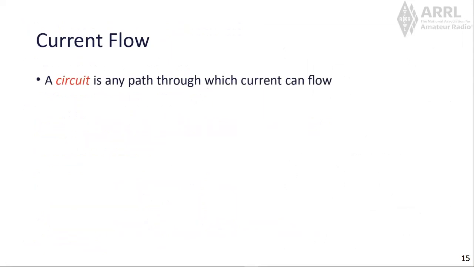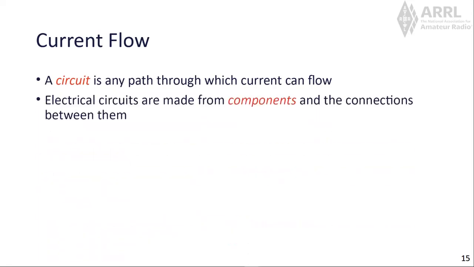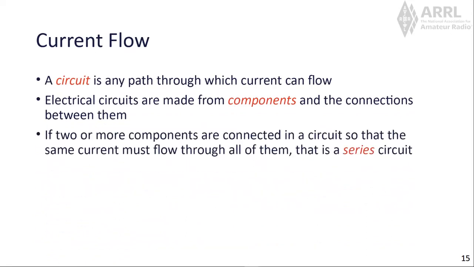A circuit is any path through which current can flow. Electrical circuits are made from components and the connections between them. If two or more components are connected in a circuit so that the same current must flow through all of them, that is a series circuit.